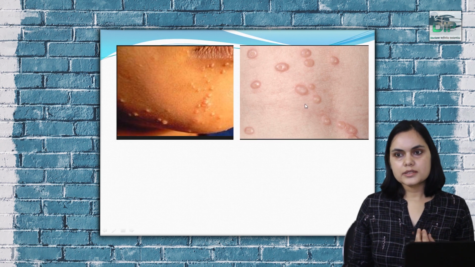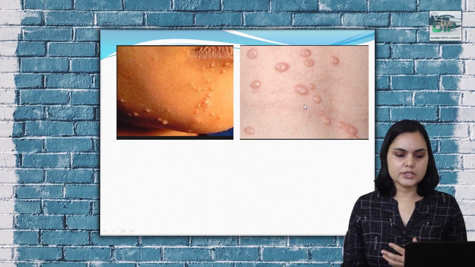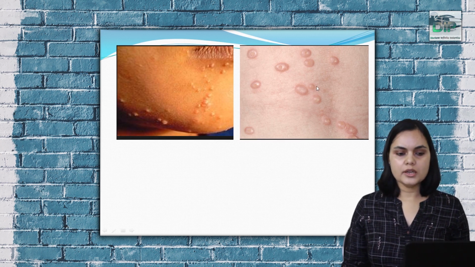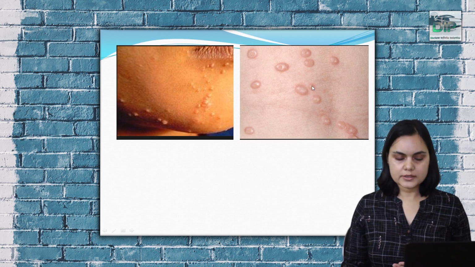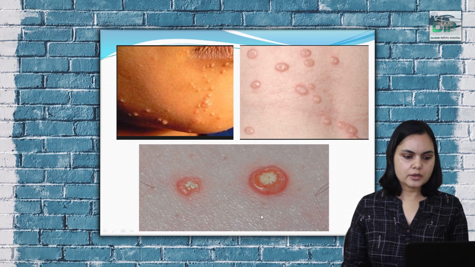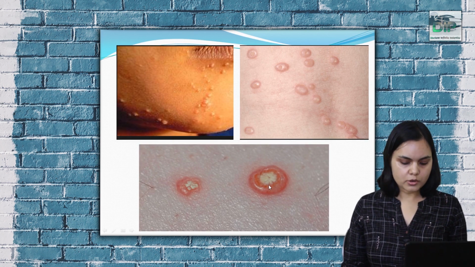Central umbilication is characteristically found in a little older lesion, whereas in a newer lesion, like for example in this lesion, we cannot appreciate central umbilication. Here we can appreciate a more pronounced central umbilication with a central cheesy material at the center of the molluscum lesion.